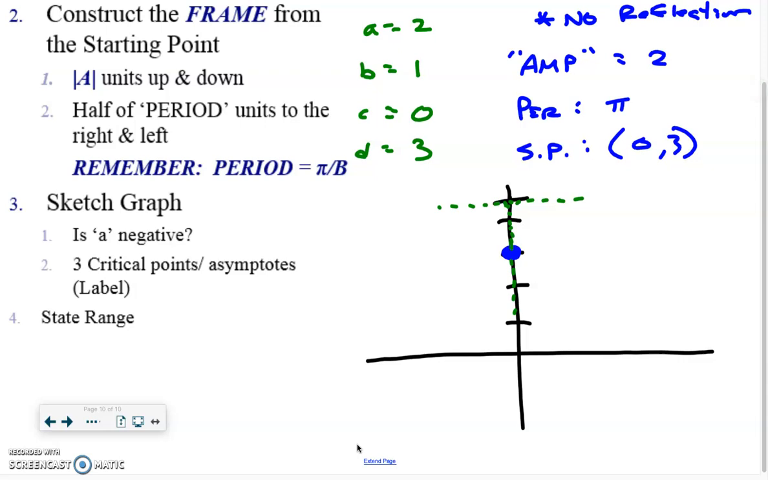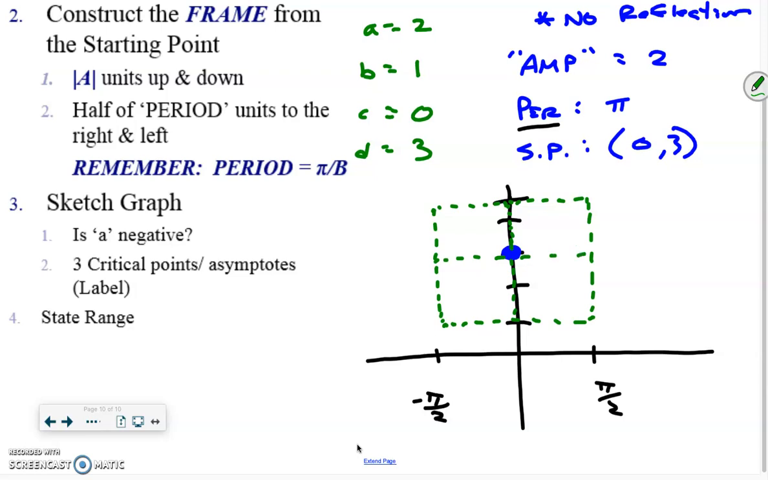So what did we say the period was a minute ago? Pi. So half the period, wouldn't that just be pi over 2 to the right? Half the period would be negative pi over 2 is how we move to the left. Does everybody see how we're doing that? And then from here, I know that is a bit of a change, but from here, everything else is going to be the exact same. We're going to cut it in half horizontally. We're going to break it into fourths vertically.